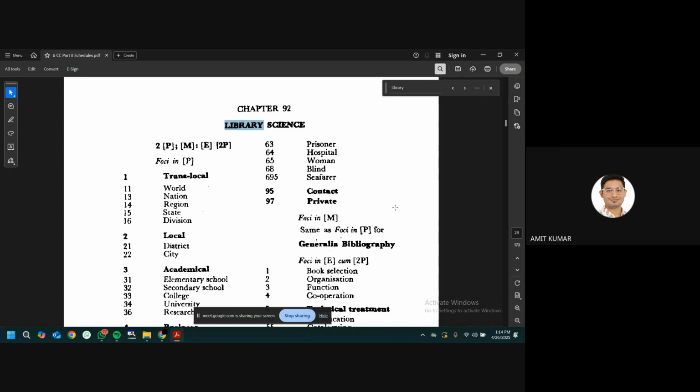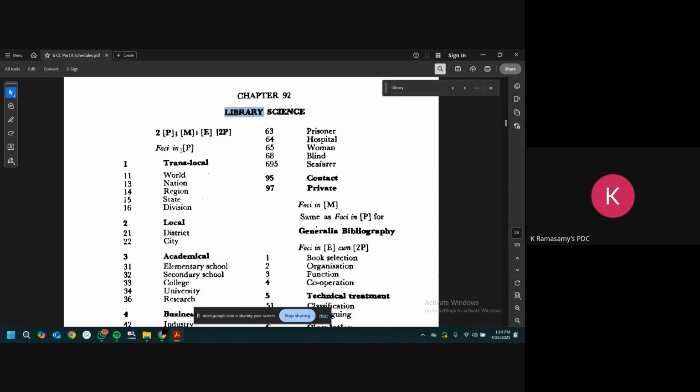Then what about intra-facet? Intra-facet means inside one main class. I have come to library science. In this main class, there are personality facets starting from 1 up to 9. Imagine there is a class, and on one side all the boys are sitting in 9 different benches. Number 1, first bench. Number 2, second bench. All these fellows are sitting in the first bench, those in the second bench, like that 9 different rows are there. Now, you take any two numbers, and if you find out the relation, that is called intra-facet.